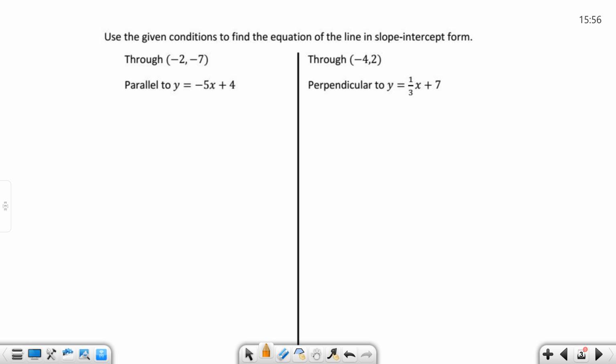So let's use some of these. Again, I may or may not ask you to fill in a table like that, but if I do, at least don't miss the parallel. Just copy the numbers down. Okay. Use the given conditions to find the equation.